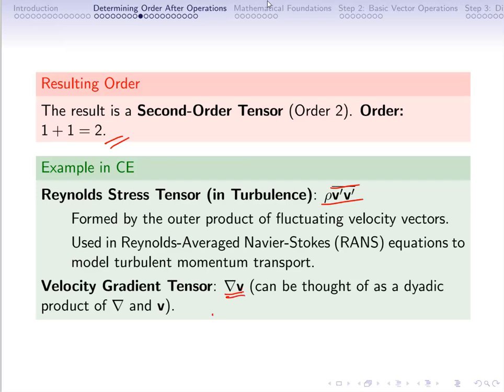So Nabla is a vector and v is a vector. So there is no dot sign. So 1 plus 1, so 2, that is a tensor.